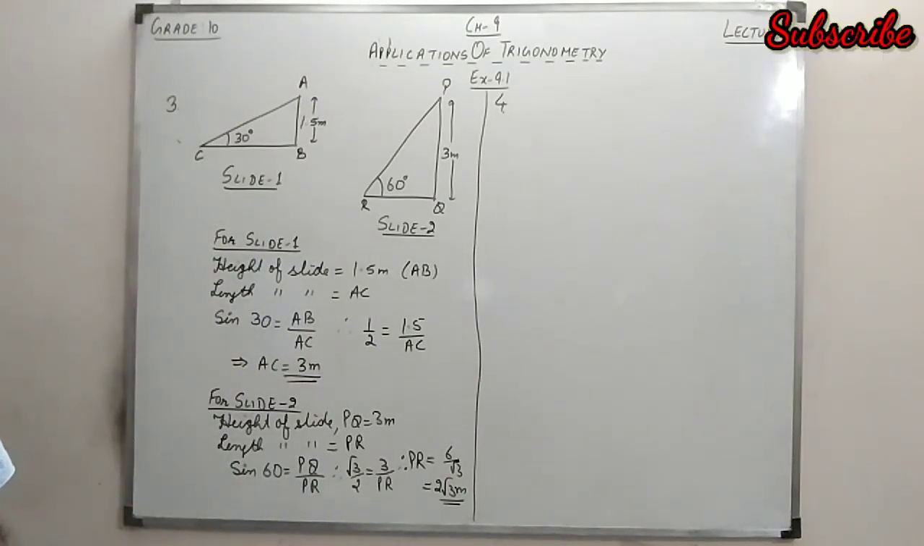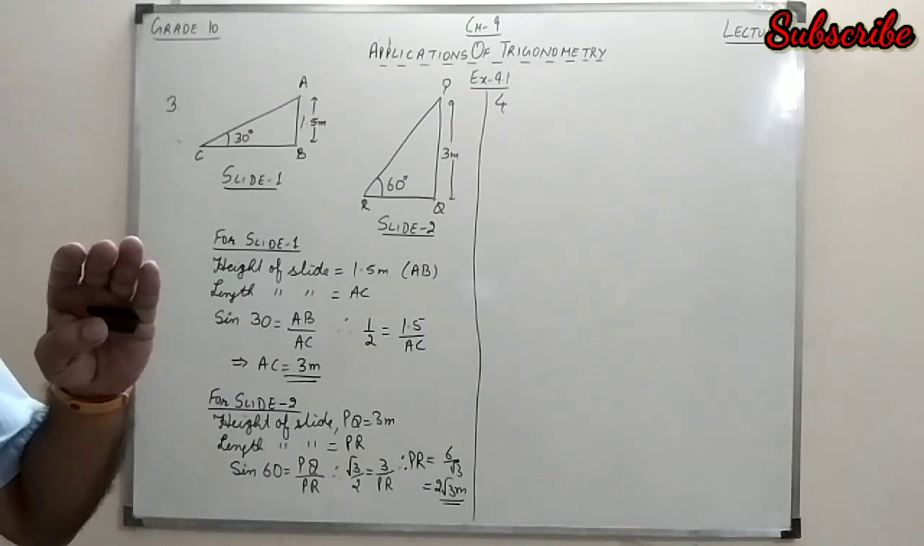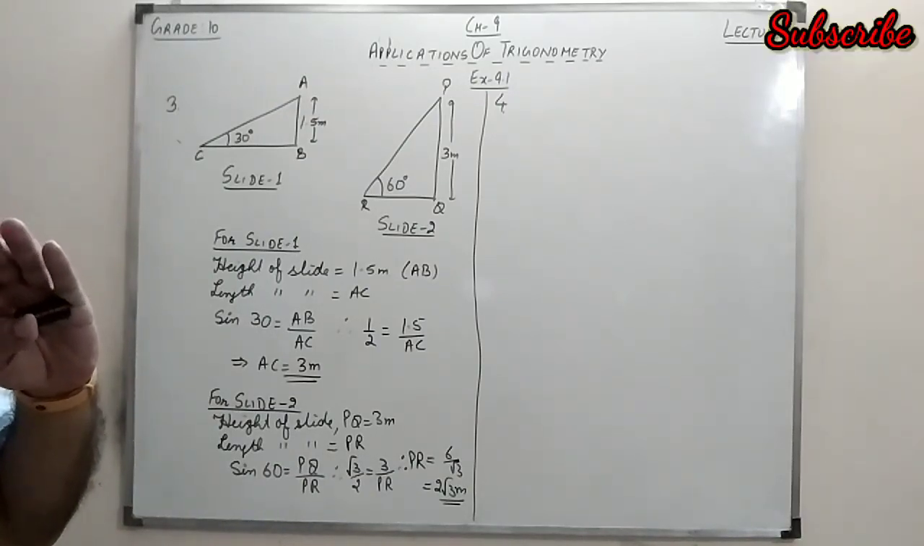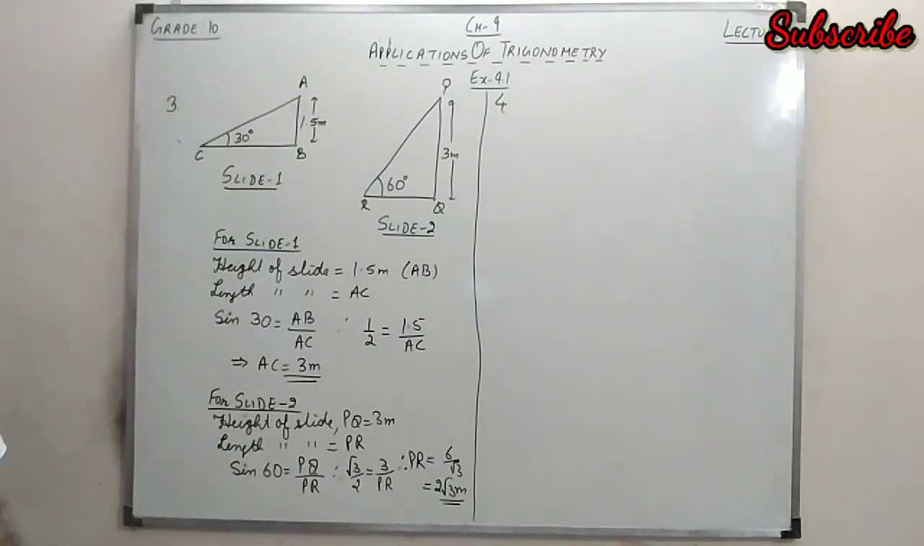Now they say that there is a point on the ground from where the distance to the tower is given as 30 meters. The angle of elevation is basically 30 degrees. We need to find the height of the tower.